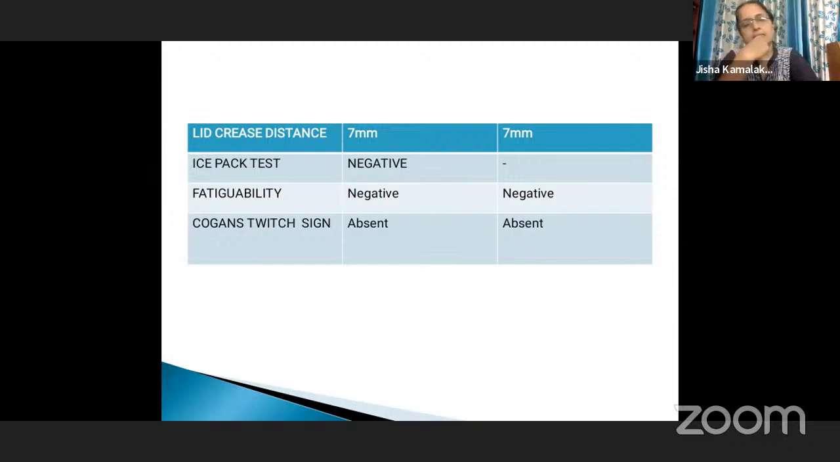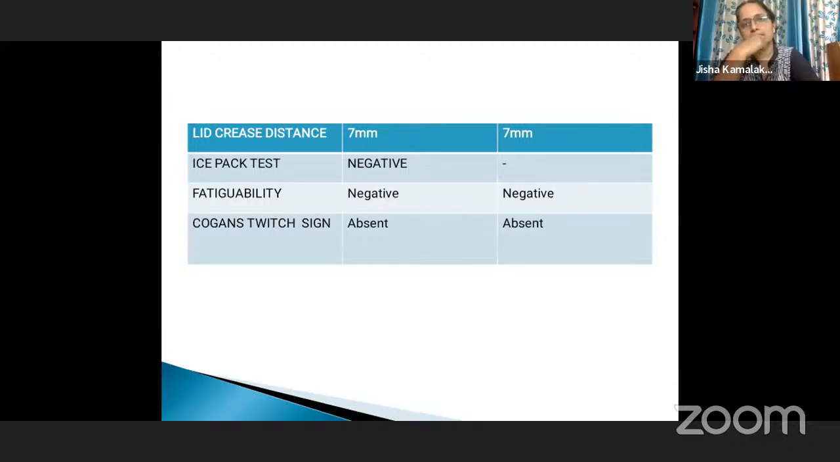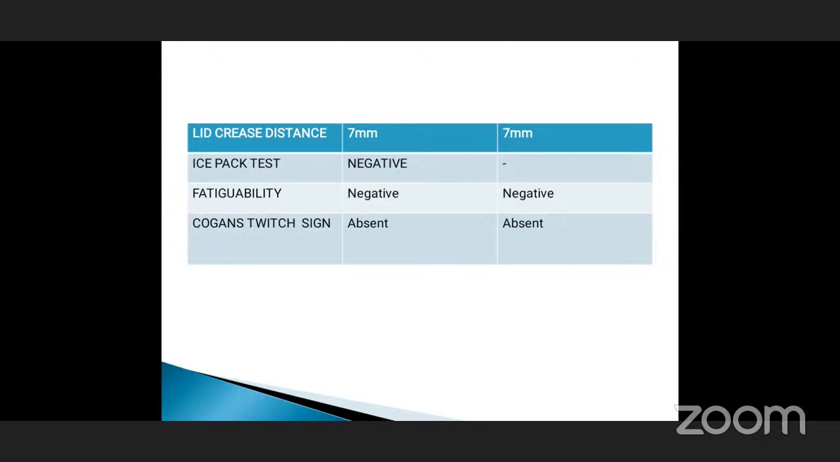Okay. What does negative mean? Negative means there is no improvement in ptosis with the ice pack test. Why does the ice pack test give a positive sign or improvement of ptosis in myasthenia? When you do an ice pack test, we apply cold over the eyelids. The cold will inhibit acetylcholinesterase, so more acetylcholine will be present in the neuromuscular junction. So it increases the action of the muscle.